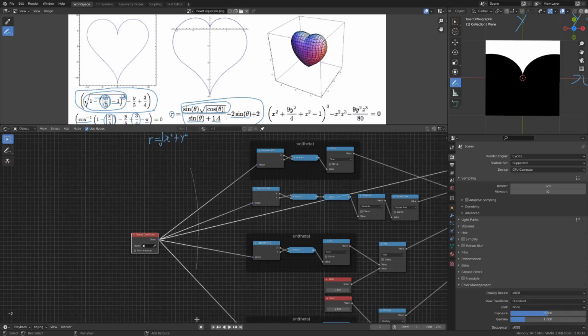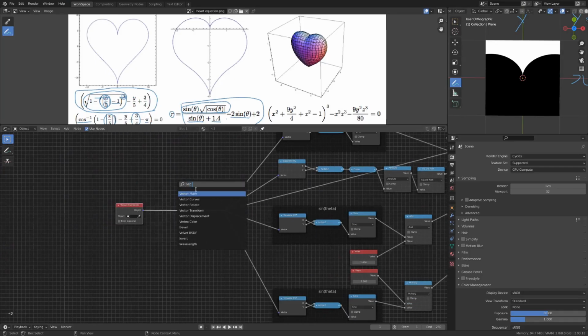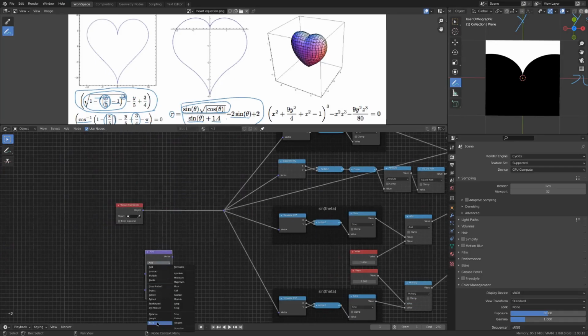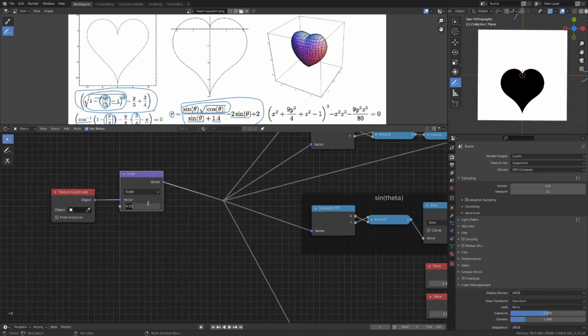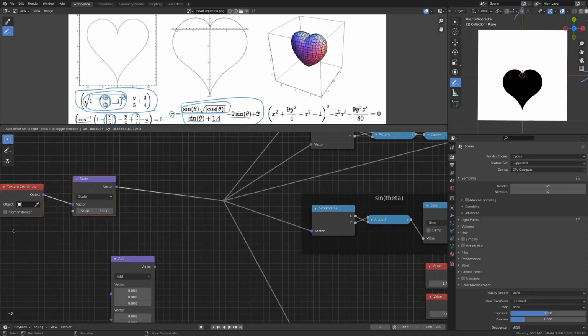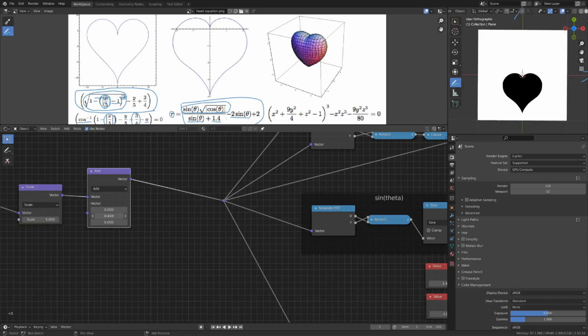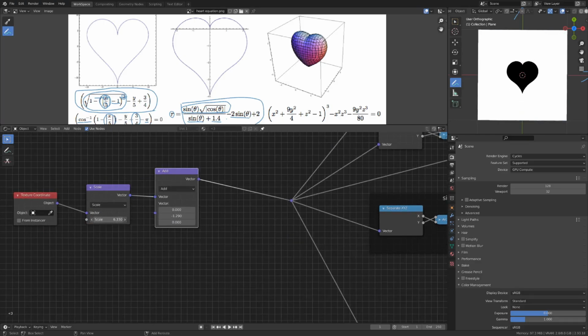Using a Vector Math node to scale that. Vector Math node, Scale, and we see. Look at that. Look at that. Oh my gosh, beautiful. Vector Math node, and we're going to slightly move it up here, and scale up. Look at that, exactly the same as the reference image.